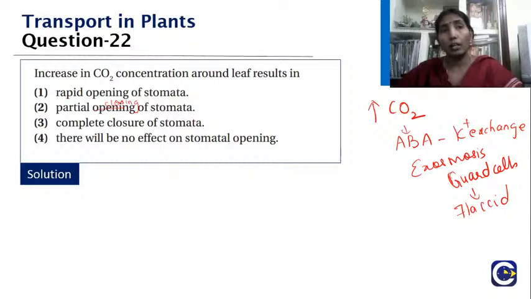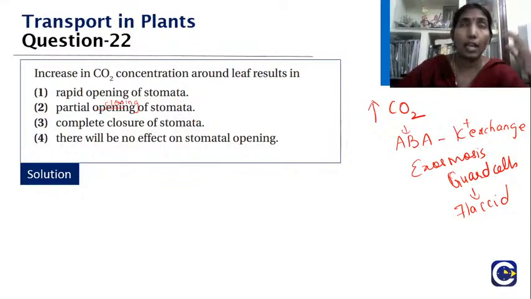Here, we are talking about the concentration around the leaf, right? As it keeps on increasing, only then will there be complete closure of the stomata. So what should be your answer? Yes students, very good, you are giving the right answer. It should be the partial closing of the stomata. Excellent.